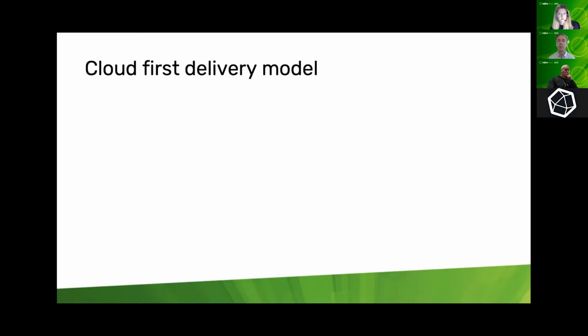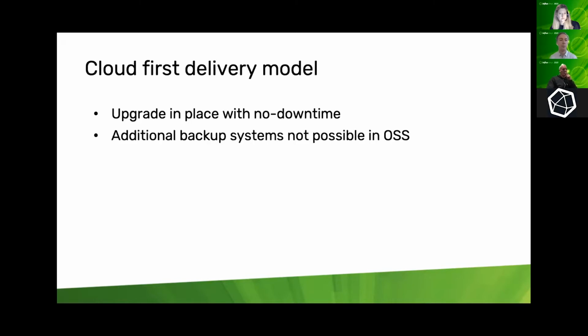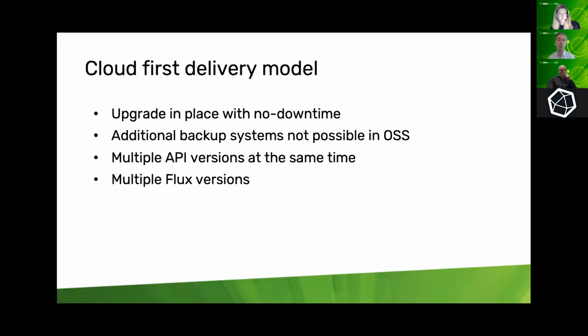So the thing about the cloud first delivery model is it enables things that you don't have in an enterprise model, right? We can upgrade in place with no user facing downtime. We can build stuff for that. We can put in additional backup systems that just aren't possible in open source. We have backup systems in our cloud product. They're completely out of band of the normal storage code path. We can run multiple API versions at the same time, much easier. We can run multiple Flux versions much easier than we can in a single process open source thing.